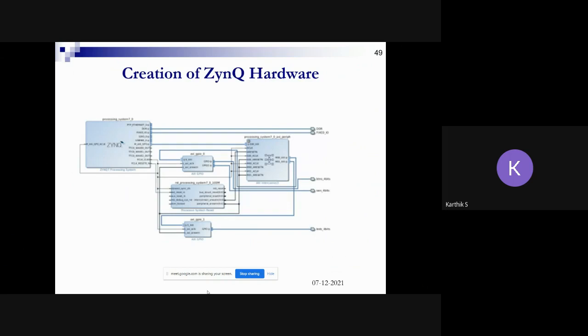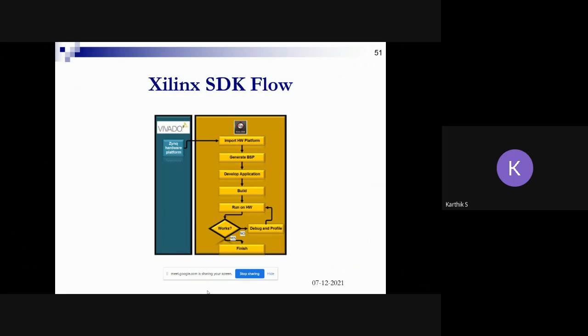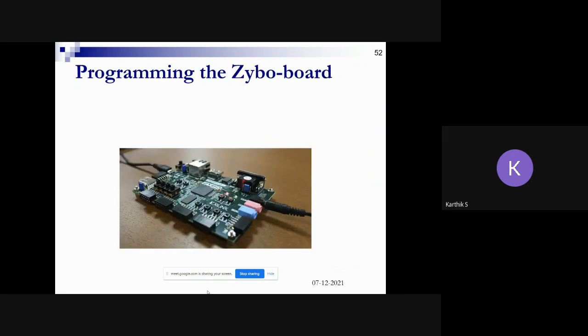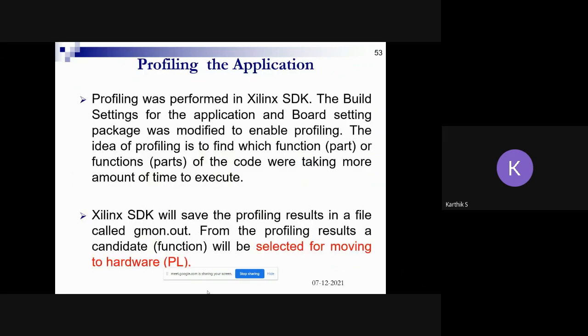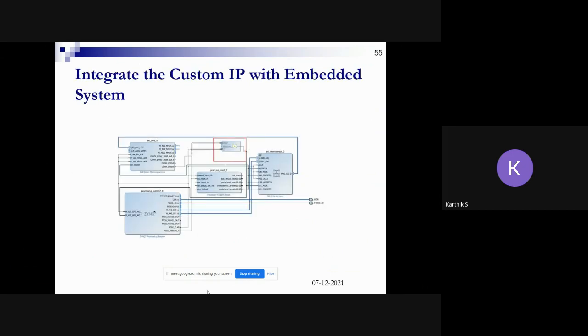So this is the creation of Zynq hardware, and this is the board that I've used. This is how the profiling is being done, and for the function which consumed time, the IP was created, and that was integrated into the rest of the design.